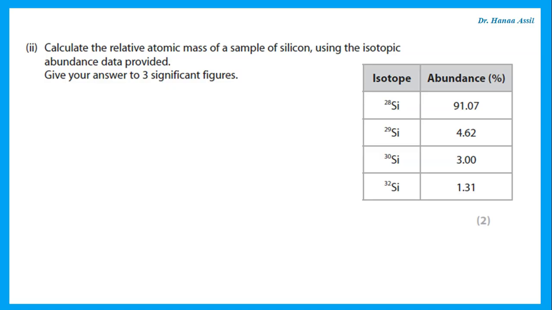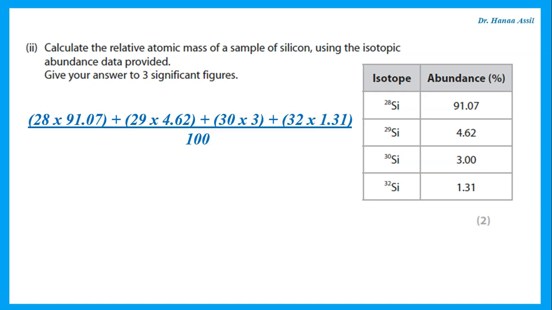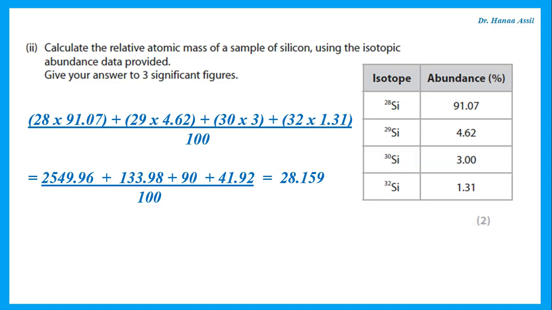Calculate the relative atomic mass of a sample of silicon using the isotopic abundance data. So we are given a table. Remember, how do we get the overall relative atomic mass? It is the abundance times the mass plus the abundance times the mass plus the abundance times the mass, and everything over 100. So if you do this, it comes out to 28.159. Is that the answer?